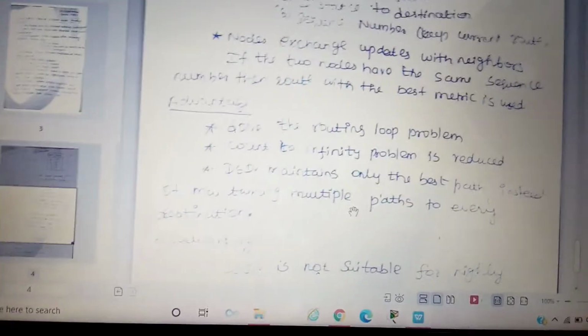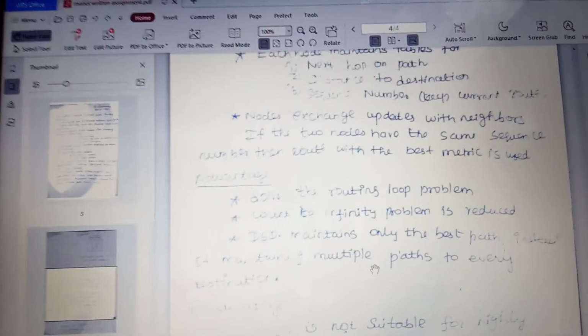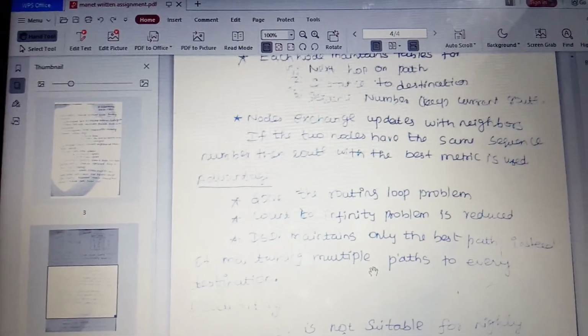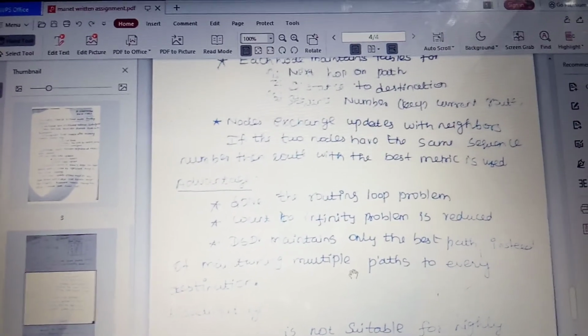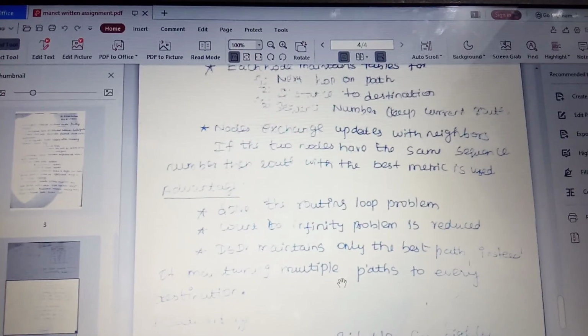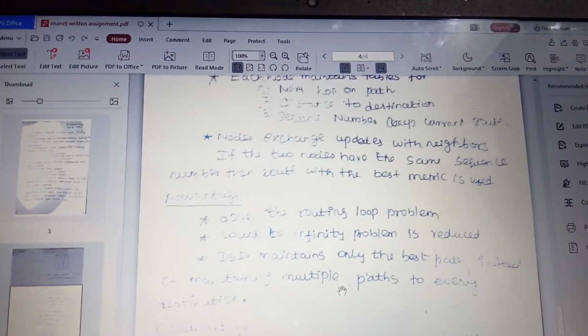Next, we look at the advantages of the destination sequenced distance vector routing protocol. It solves the routing loop problem. The count to infinity problem is reduced. It maintains only the best path instead of maintaining multiple paths to every destination.